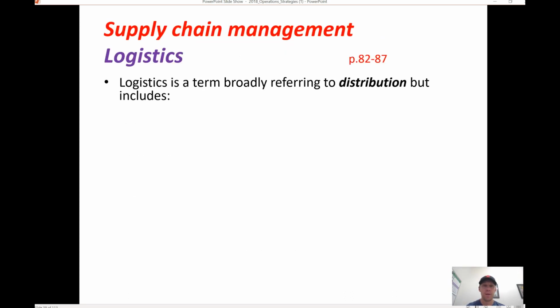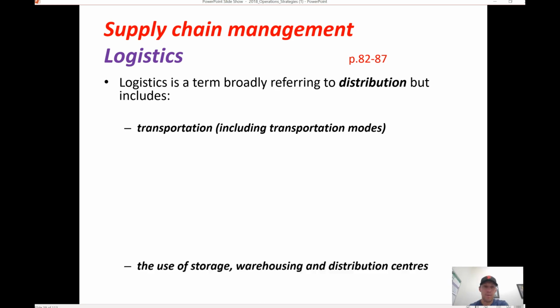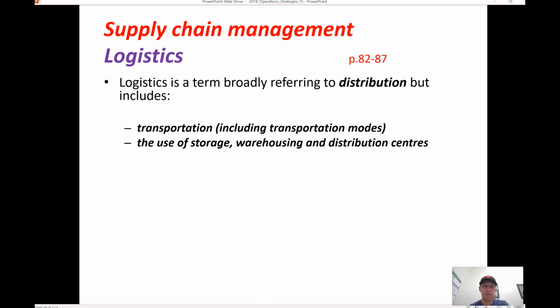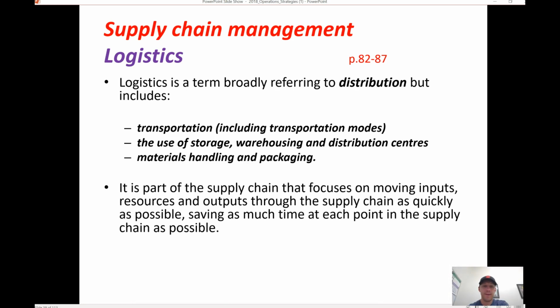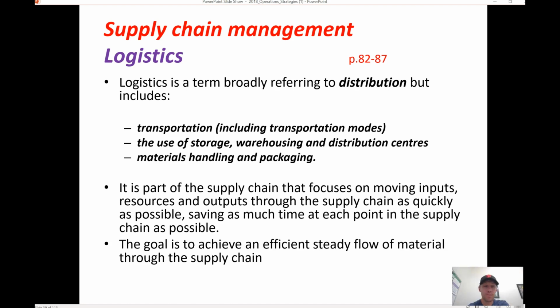In terms of logistics, that's really distribution, but it includes things like transport, so transport of the supplies to the manufacturer, the use of storage or warehousing and distribution centers in that whole supply chain, materials handling and packaging, again, during the supply chain process. And it's a part of supply chain that focuses on moving the inputs, the resources and the outputs through the supply chain as quickly as possible, saving as much time at each point in the supply chain as possible, which ultimately means you can get the product to the consumer faster and probably at a lower cost. The goal is to achieve an efficient, steady flow of material through the supply chain.